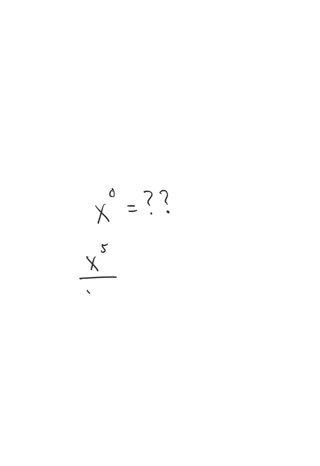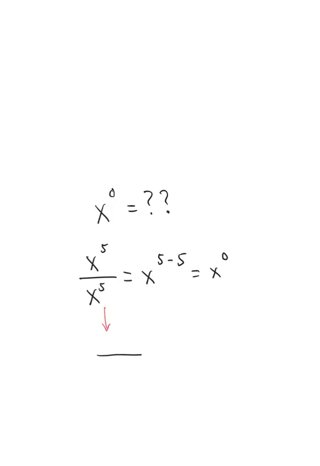But if you think about it like this, if you had x to the 5 over x to the 5, right? We saw that with the subtraction rule. So that would be x to the 5 minus 5, which would be x to the 0. So this is the situation we're talking about, but it hasn't really answered it for us.